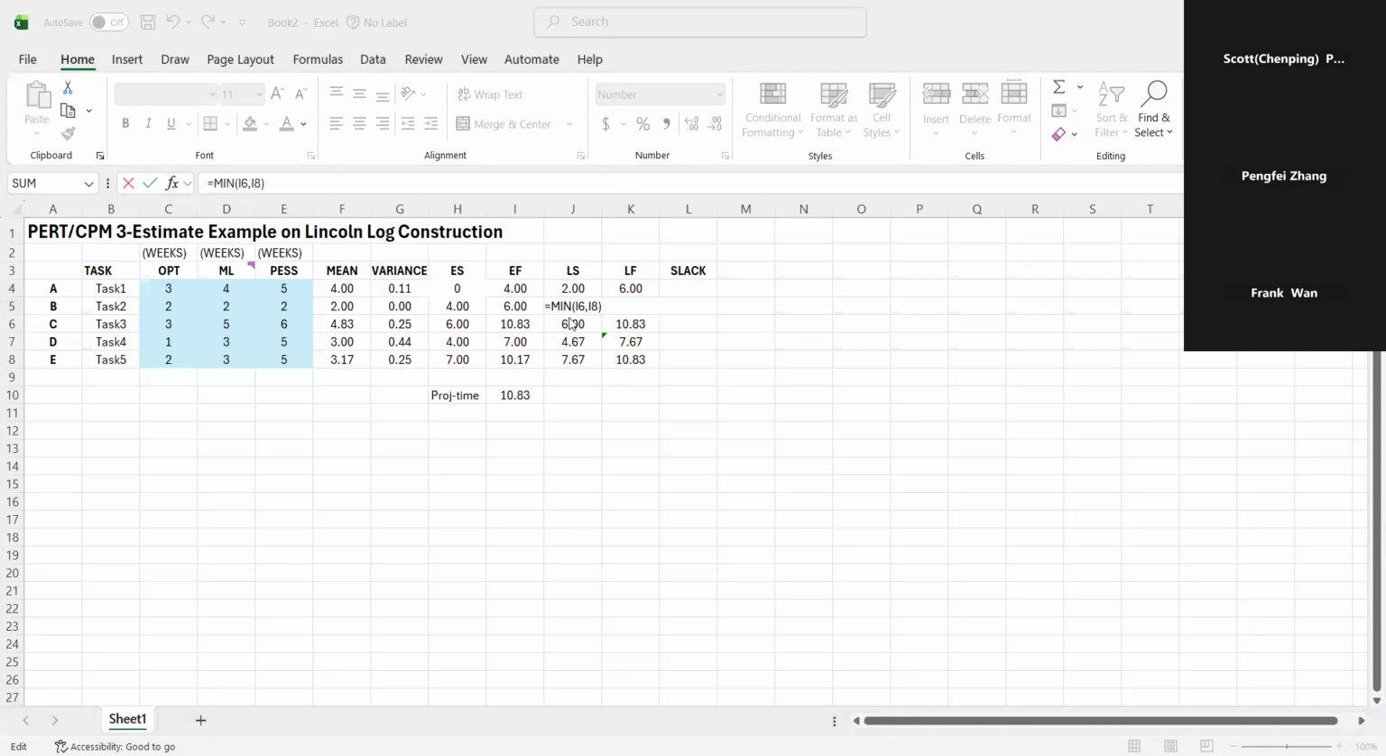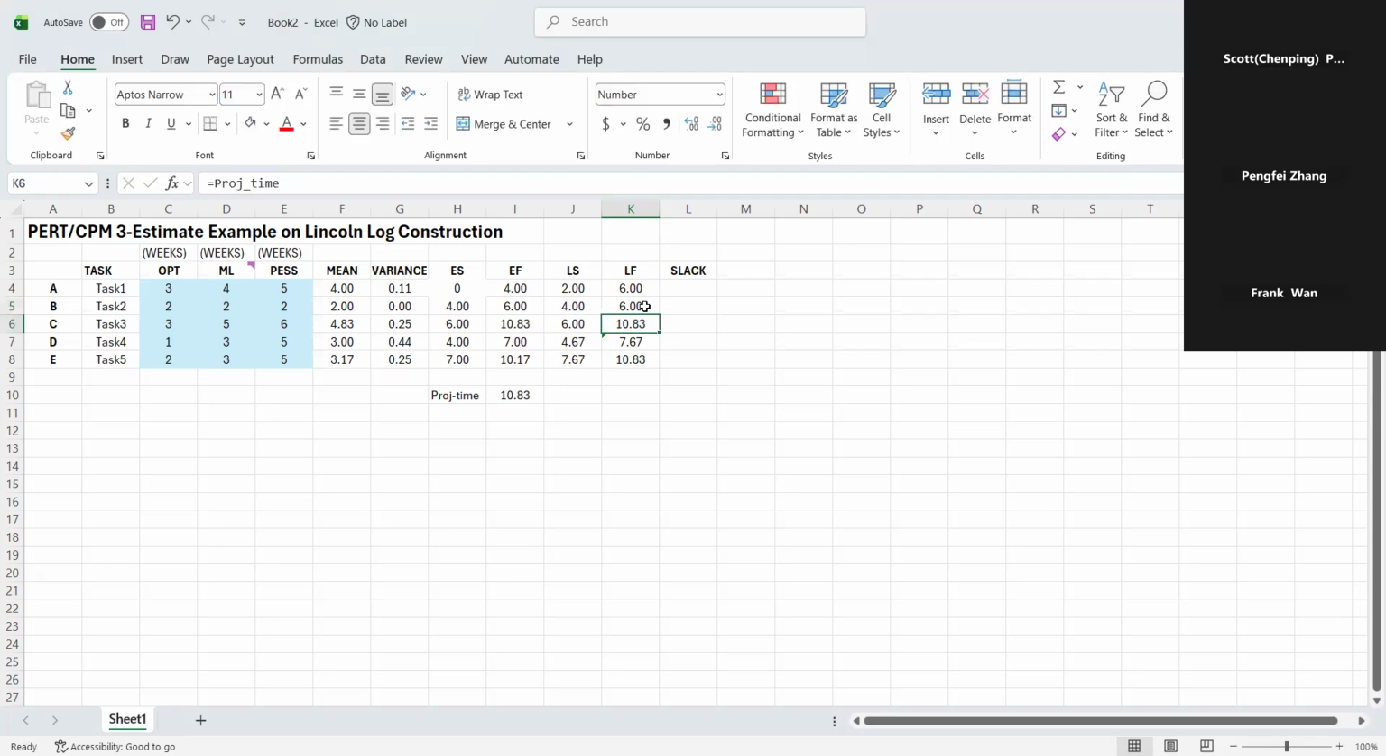I made a mistake, okay? This one actually should be J6. And this one should be J8. Okay, and that should be correct. And then this one, I need to update it to minimum.